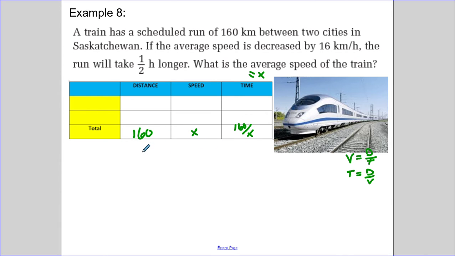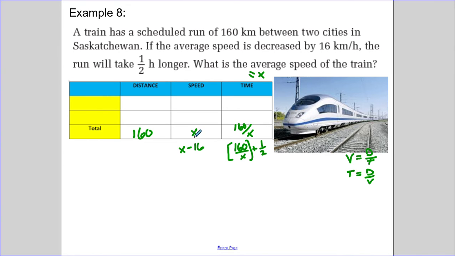But our problem has changed in that now it's saying that if the average speed is decreased by 16 kilometers, it's going to take an extra half hour. So it's going to take that 160 over x plus an extra half hour longer. Because remember, this 160 over x is the time that it would normally take to get there. We're going to add on a half hour if we decrease by 16.